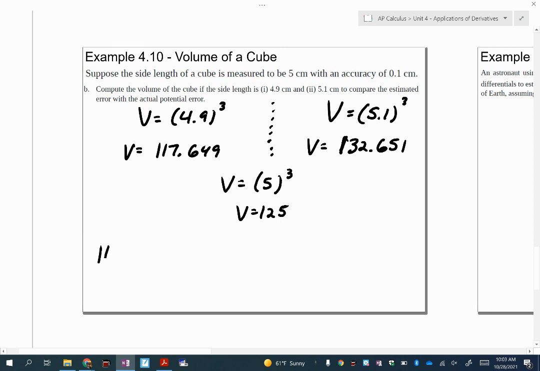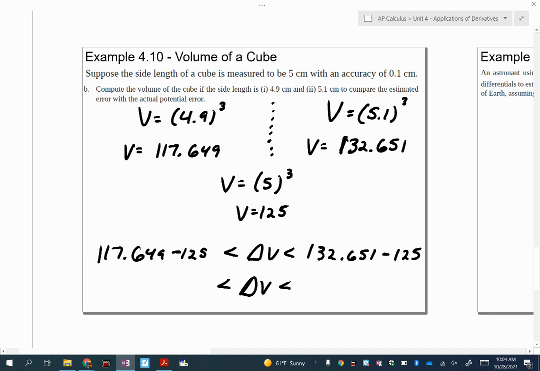So we're going to do 117.649 minus 125, and this would be the change in the volume. And compare that to 132.651 minus 125. Whatever these are would give us the actual potential error that we're expecting, and we're going to compare it to what we estimated. All right, so 117.649 minus 125 gives you negative 7.351 cubic centimeters.